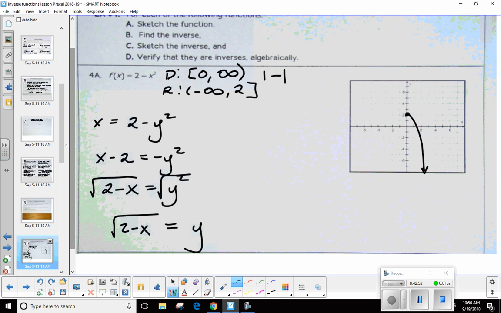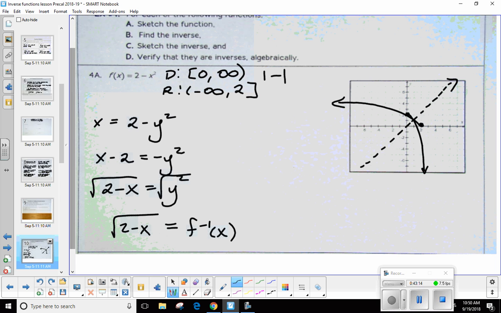Now, can I replace the y? Yeah, because we guaranteed this was going to be a function. So I'm going to replace him with f inverse of x. Now, if I were to go ahead and reflect this guy across this line right here, like (0, 2) would become (2, 0), you're probably looking at something like this.